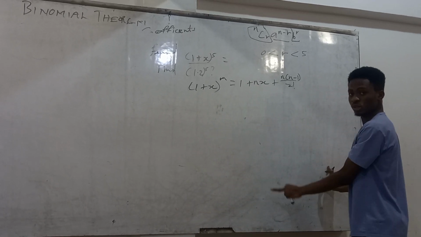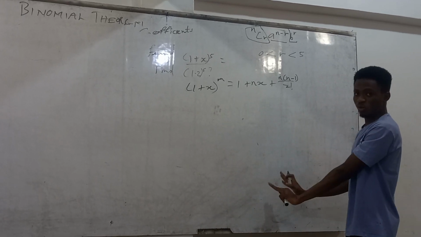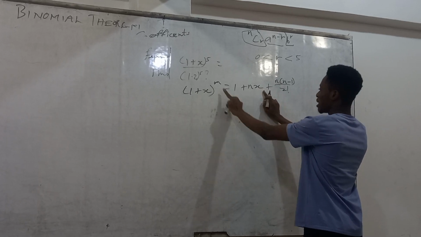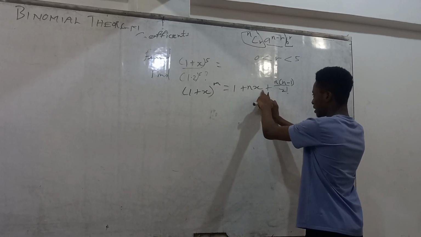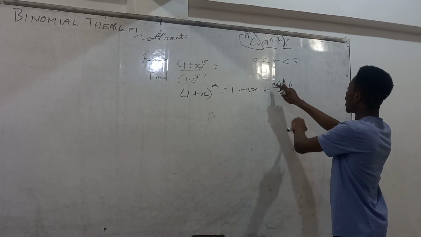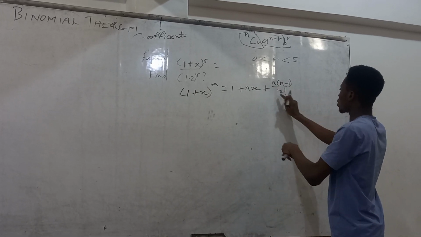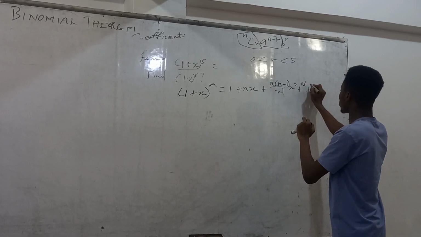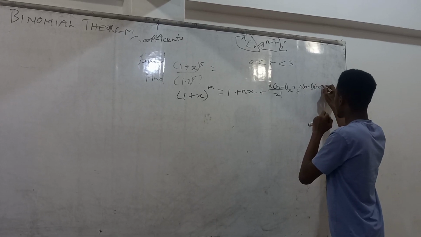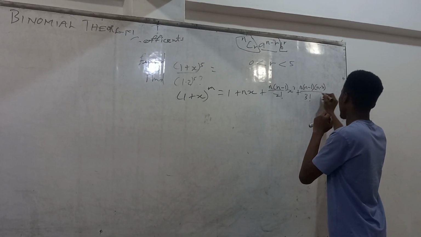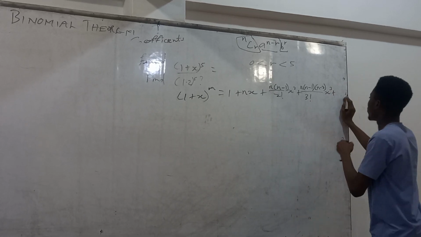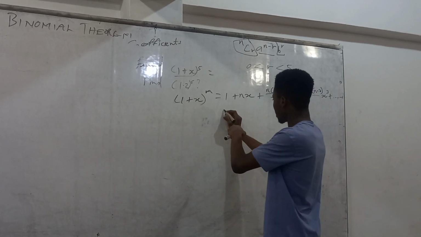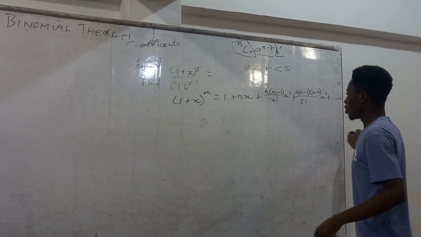Because when we solve the first one, you could see that the final answer for the first term was still 1. And the second term is n times x, that's the exponent times the x. So the third term becomes n into bracket n minus 1 all over 2 factorial x squared. Then the fourth term will be n into bracket n minus 1, n minus 2, all over 3 factorial x cubed. The fifth term goes on and on to the last term. This is the formula we are going to use.